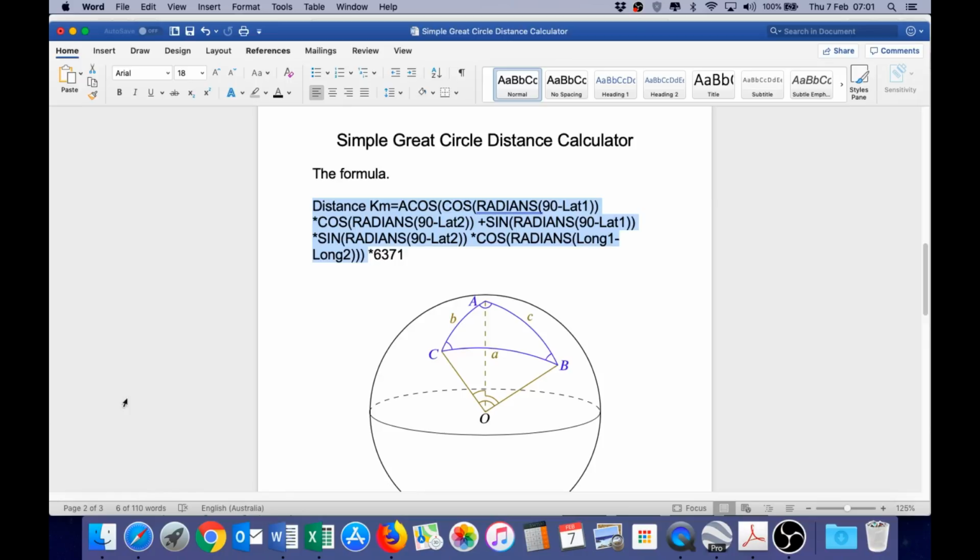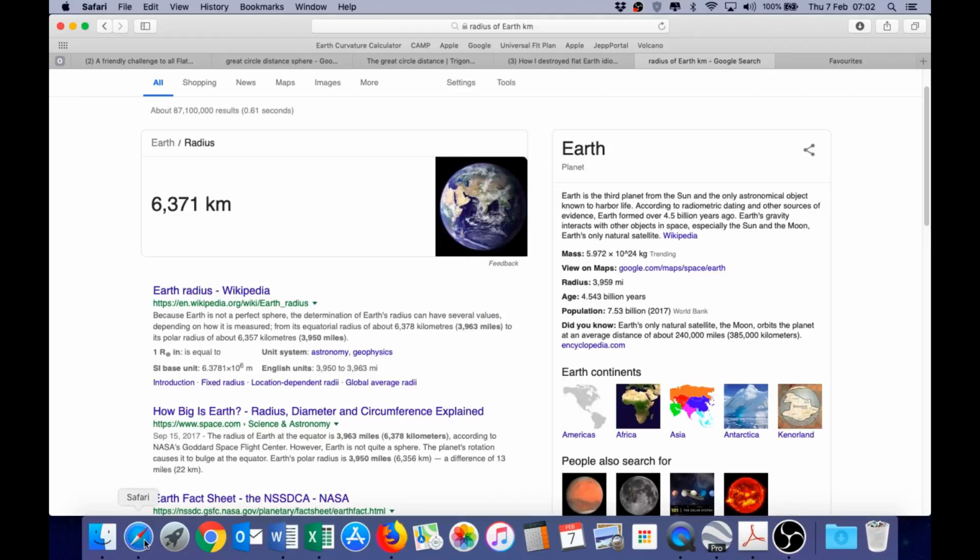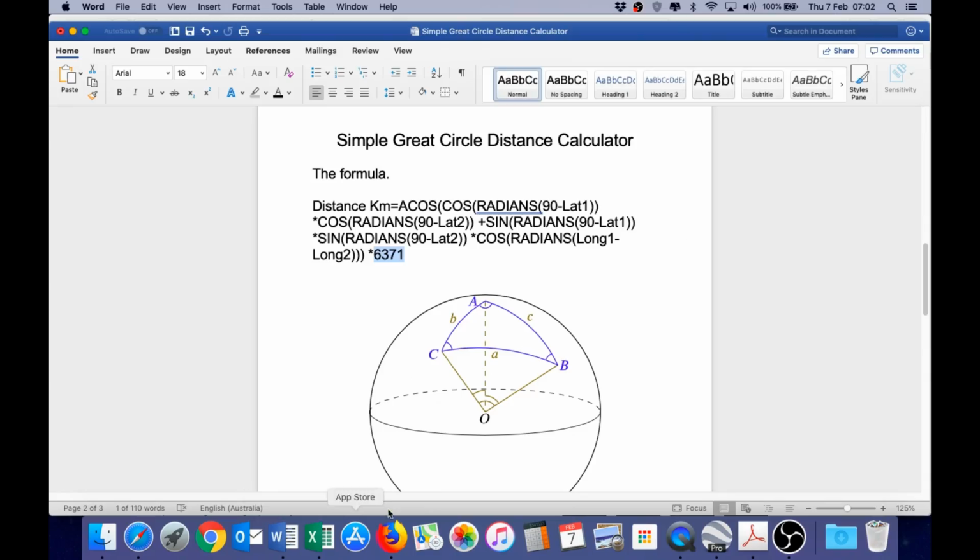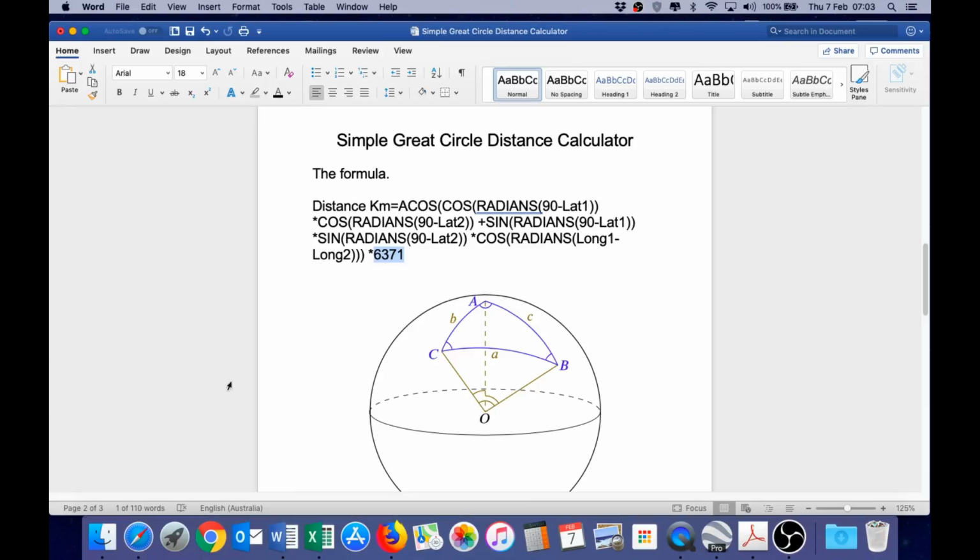Once the formula determines the angle between the 2 points on the surface of the sphere, we multiply that by the actual radius of the ball. In this case, we're using 6371, and the unit is kilometers, because we know the radius of the Earth is 6,371 kilometers. And by using the real radius of the Earth, the formula is going to calculate accurate distances across the surface of the Earth. Now remember, flat earthers, if the Earth was flat, this formula would not work at all.